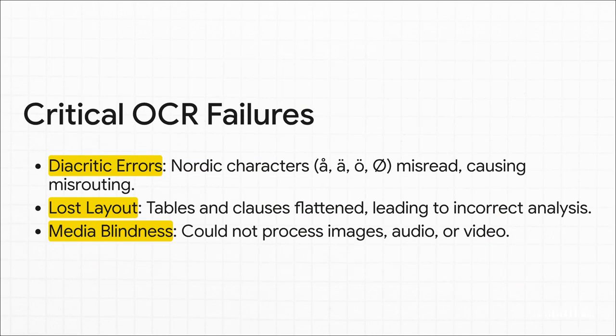First, you had these diacritic errors. Simple Nordic characters were getting messed up, so a person's name would be read wrong, and an entire legal case would get routed to the wrong department. Ouch. Second, the layout was just gone. A perfectly structured table in a contract became a meaningless jumble of words, which, you can imagine, caused the AI to completely misunderstand legal clauses. And finally, media blindness. The system was built for text, but real users were uploading images and videos, things the pipeline just couldn't see, forcing people to step in and do it all manually.